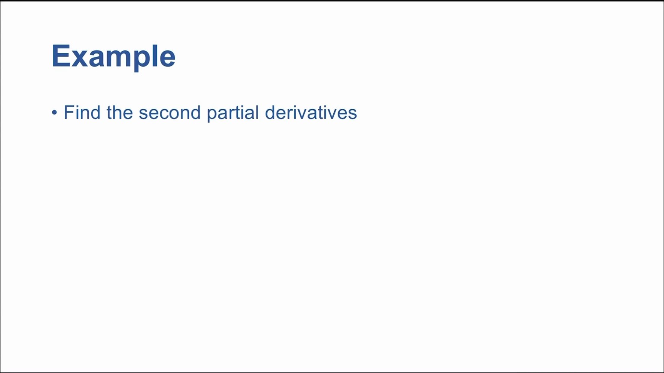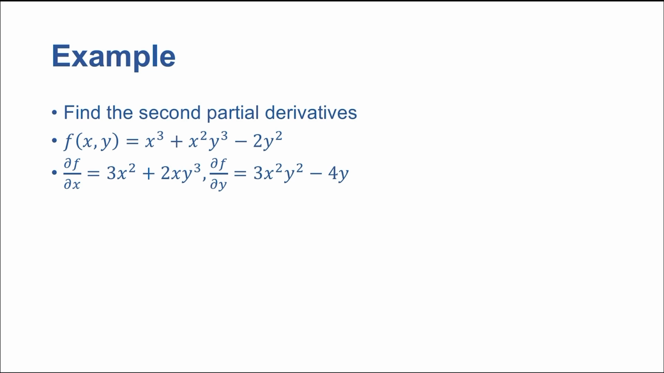I would like us to find the second partial derivatives of the following function. f of x, y equals x cubed plus x squared y cubed minus 2y squared. So what we want to do with this is take our partial derivatives with respect to x and y first. We know how to do this now. We take the derivative with respect to whatever variable, holding the other variable constant. So you get partial f partial x is equal to 3x squared plus 2xy cubed. Partial f partial y is then equal to 3x squared y squared minus 4y.